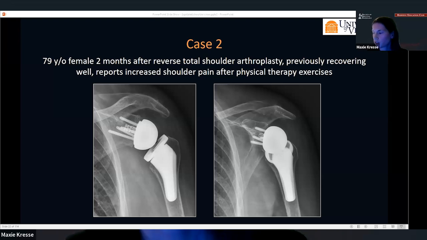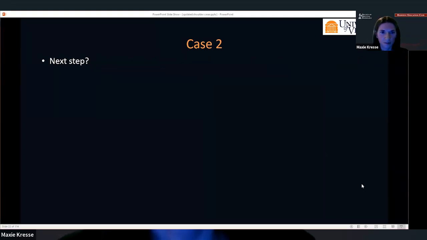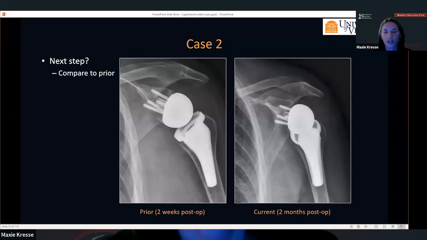Yeah, I see it there. Somebody's got it. So next step, compare to prior. I feel like if you're taking a case in conference or on an exam, you probably can't be wrong if you say I want a prior, because radiology, everybody likes to have priors and that can really help us.